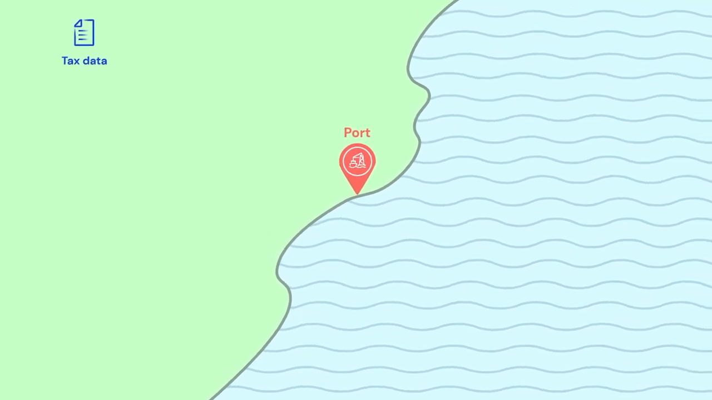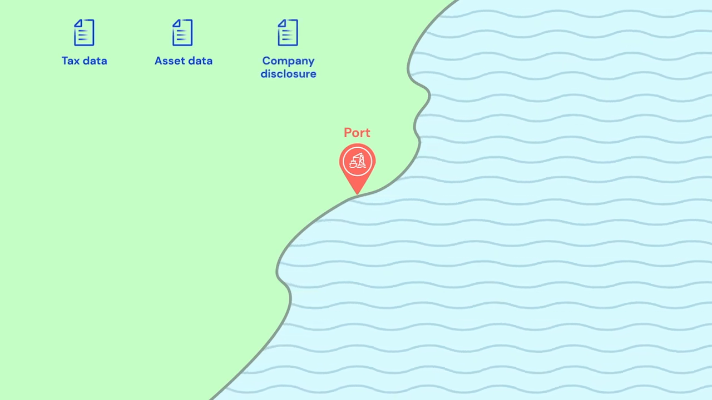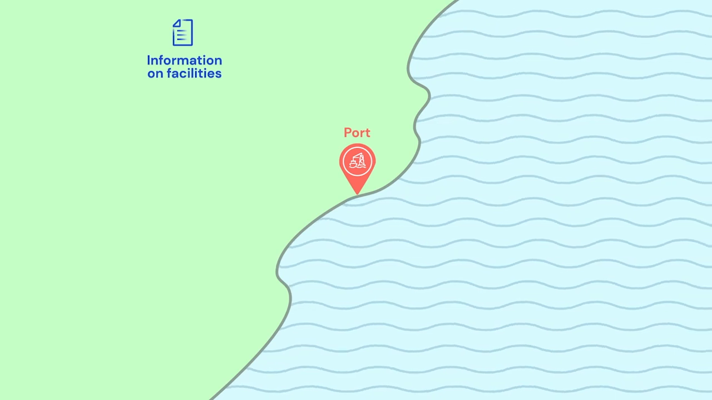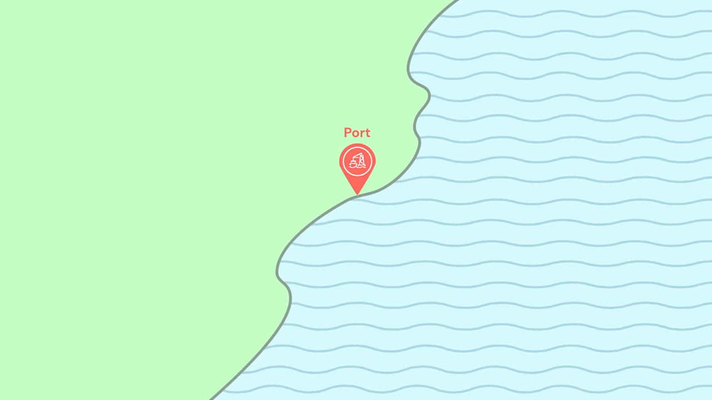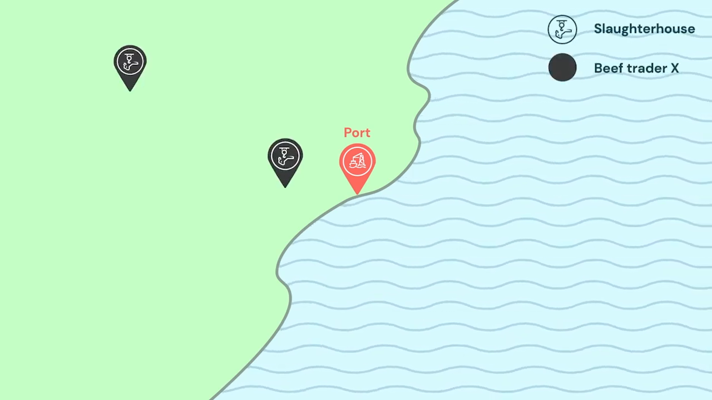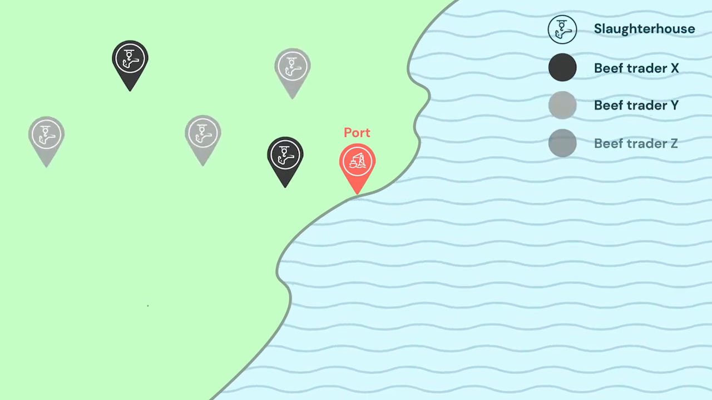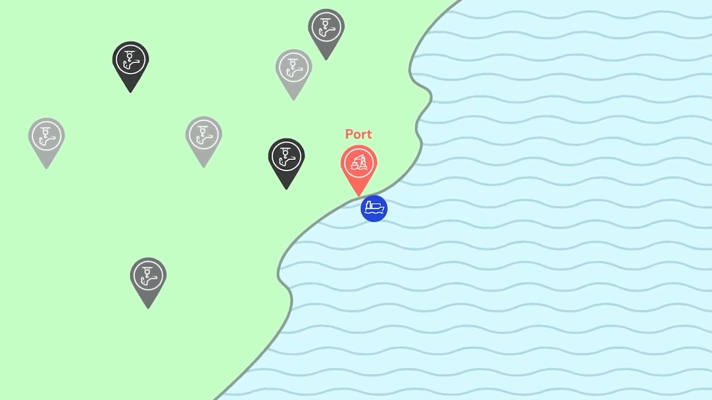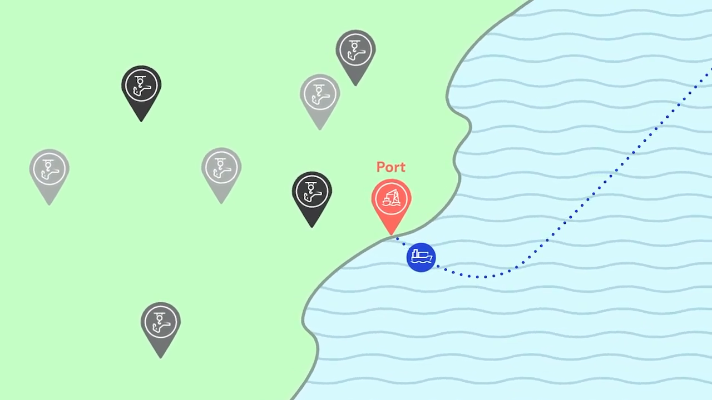Next, with tax and asset information and company disclosure, like traceability reports, we can identify facilities used in commodity production, processing, and storage, and connect them to exporting and importing companies in the supply chain. For instance, we can identify links between a beef trader and a set of slaughterhouses, or map the location of palm oil refineries and mills. We also consider other information, such as commodity production and processing statistics.